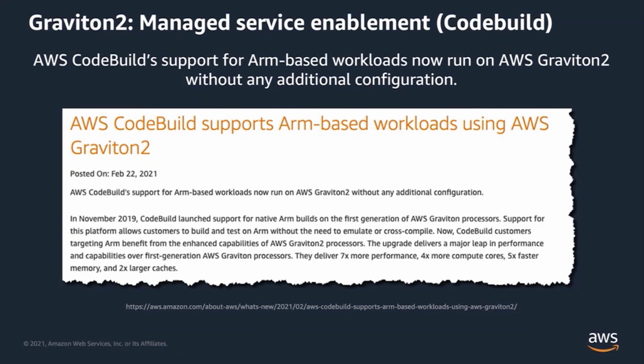AWS CodeBuild recently introduced support for ARM-based workloads, allowing you to compile code that can run on Graviton 2 instances, making it very easy to adapt the build processes to start taking advantage of Graviton 2 instances by building your code base for ARM64 processor architectures and migrating over to Graviton.